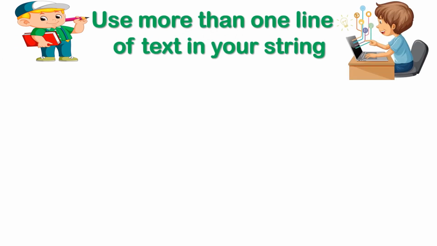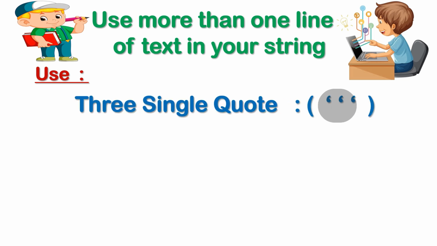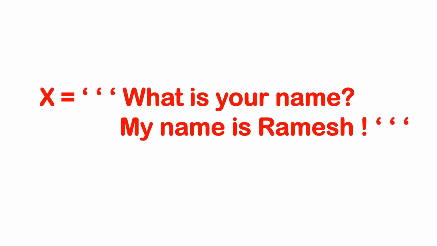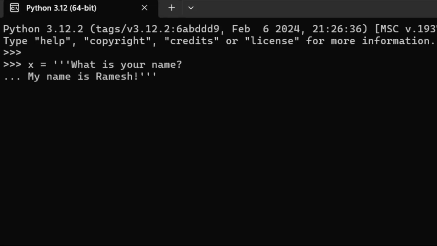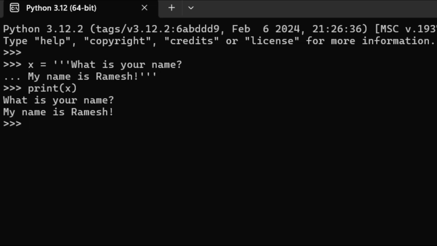To use more than one line of text in your string, it is called a multi-line string. You use three single quotes and then hit enter between lines like this. x is equal to what is your name? My name is Ramesh. We'll close this with a triple quote. Now let's print out the contents of x to see if this works. Print x. So in the triple quote, it is what is your name? My name is Ramesh.